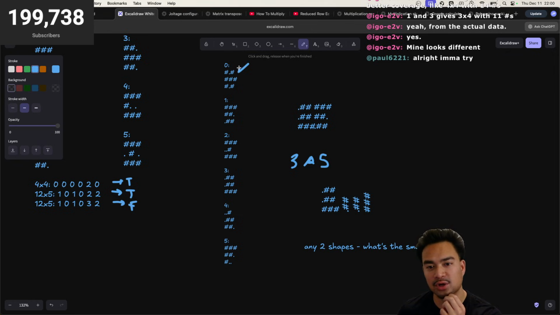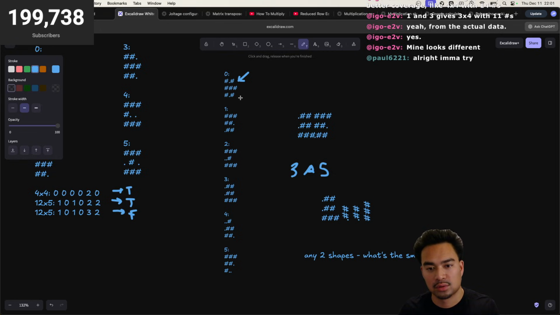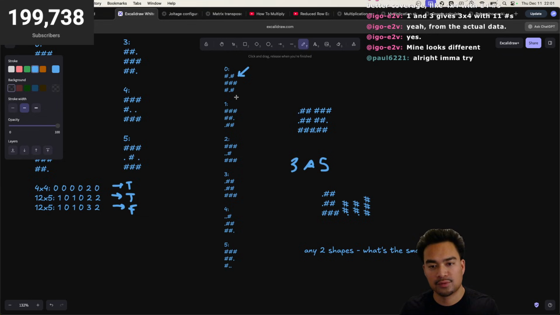Because if I have a 0, I could ask myself, if I have a 0, what's the smallest size that I can fit with a 0? I'll be able to answer that for sure. It's literally 3 by 3. If I add another 0, for all of these, if it's just by itself, the minimum is 3 by 3. You need 3 by 3 space left.